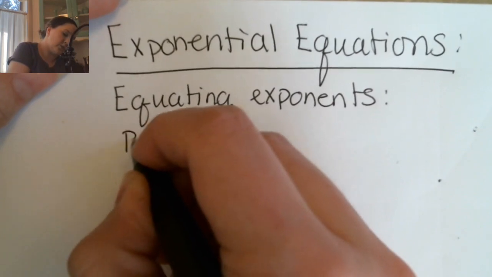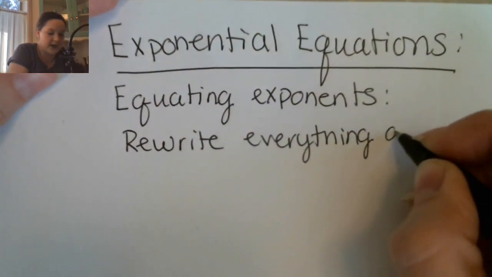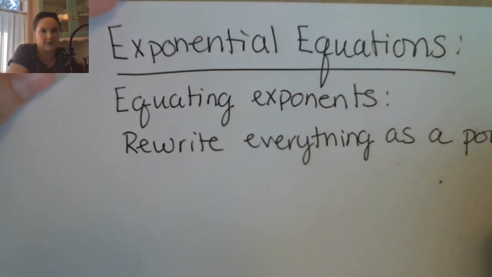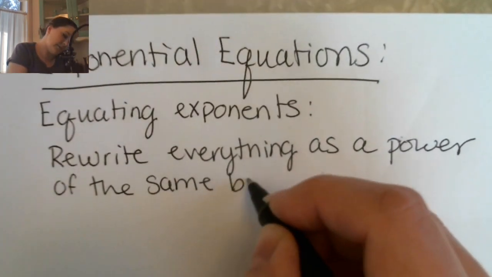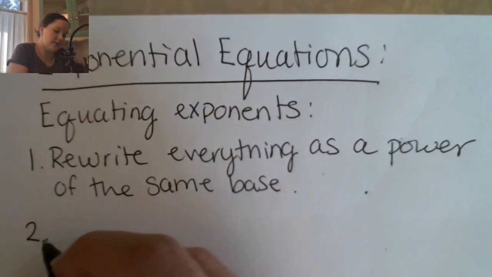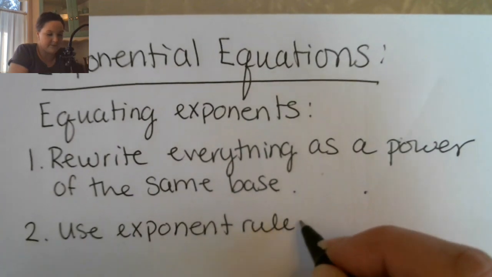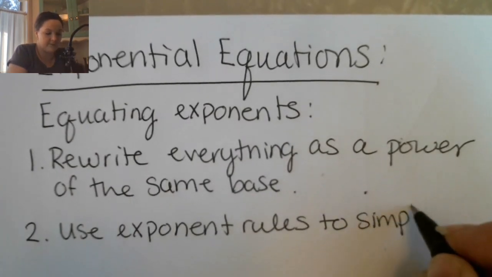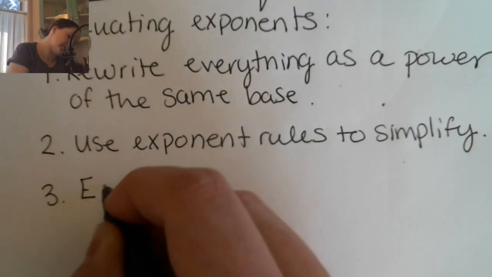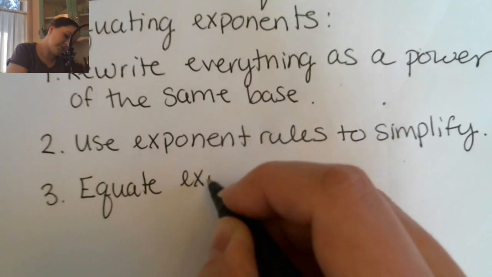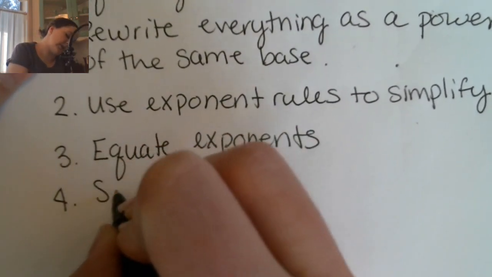You want to rewrite everything as a power of the same base. Then you want to use exponent rules to simplify. And then you are going to equate exponents. We'll see what that means. And then the last thing you're going to do is just finish solving normally, whatever that means for that problem.